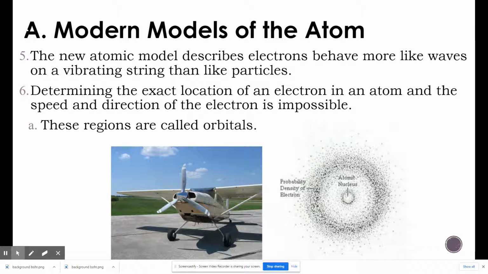The new atomic model describes electrons as behaving more like waves on a vibrating string than like particles that have a fixed position. Determining the exact location of an electron in an atom and the speed and direction of the electron is impossible. We just refer to the space they are in as electron orbitals, or just orbitals.